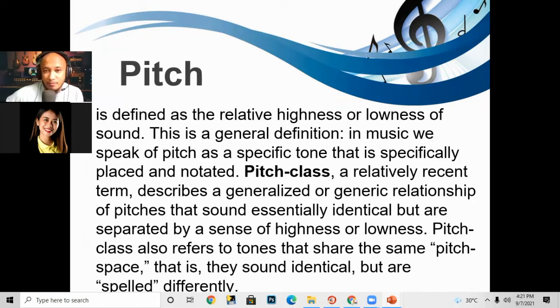In music, we speak of pitch as a specific tone that is specifically placed on a notated staff. Pitch class, a relatively recent term, describes a generalized or generic relationship of pitches that sound essentially identical but are separated by a sense of highness or lowness of sound. So pitch class also refers to the tones that share the same pitch space, and it is sounded identically, or it can also be produced or spelled differently.